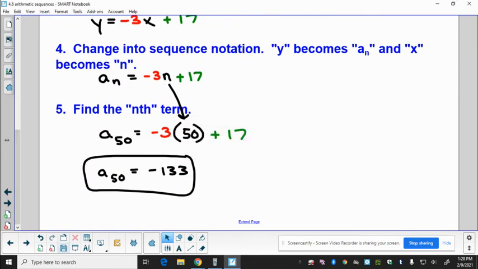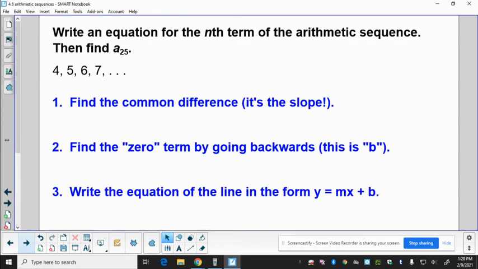Okay, let's try a couple more of these. Let's look at this sequence. So this is arithmetic as well. 4, 5, 6, 7. So this one's getting larger and larger, right? Let's go back through this process and see if we can eventually find out the 25th term. That's what's being asked in this problem. All right, everybody, find the common difference. What is it? And this is going to be the slope. What are we doing here? We're adding 1 each time, right? Now remember, that's the slope.